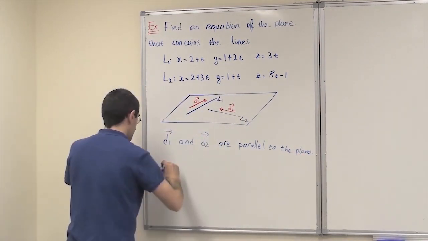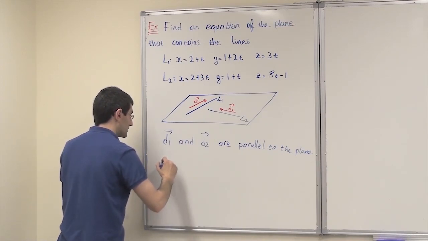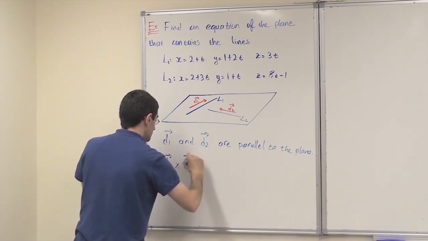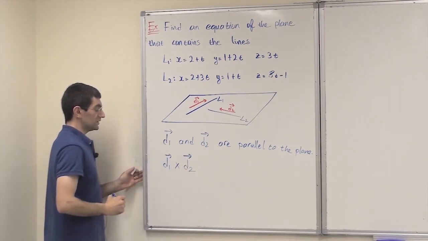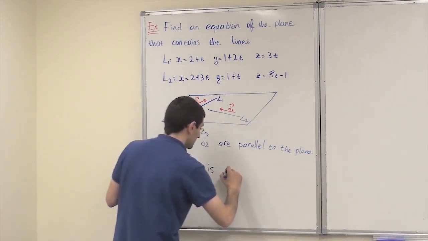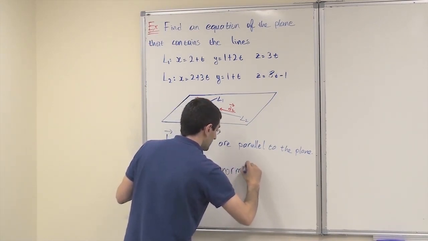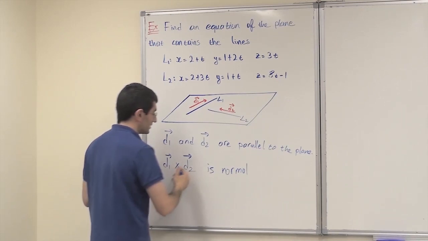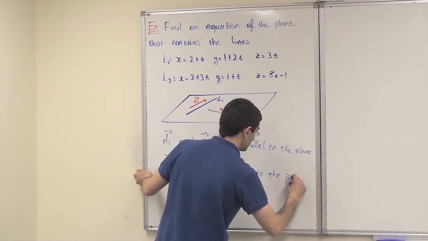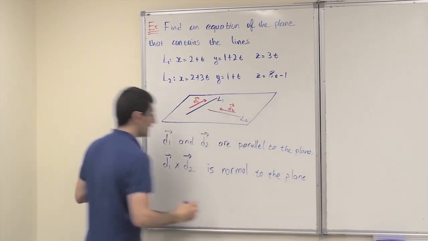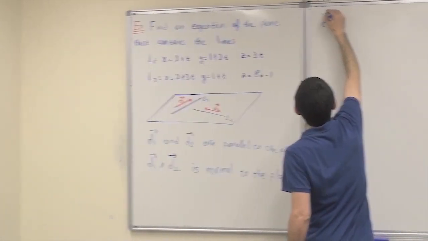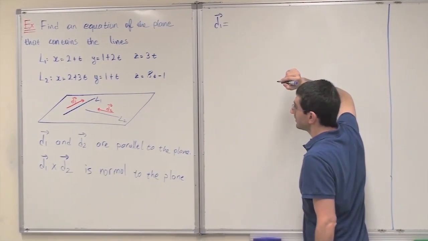And therefore, as in the previous exercise, the cross product of these two vectors is going to give us a vector which is perpendicular to the plane. So D1 cross D2 is normal to the plane. So let's find that normal vector.